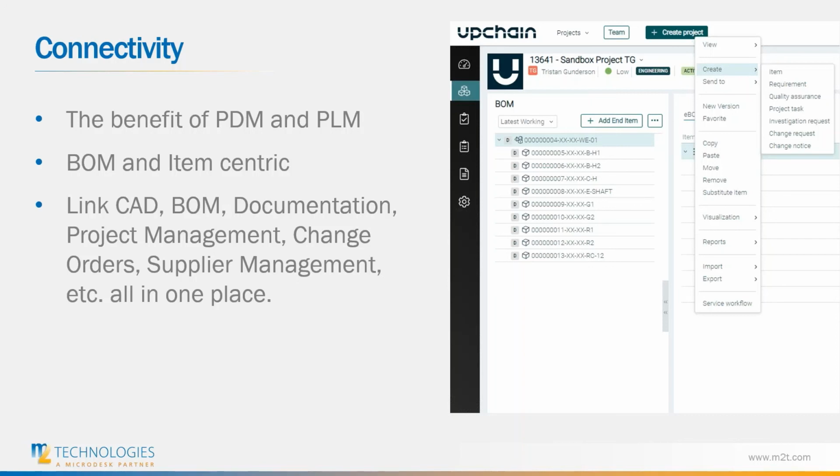You can send the item somewhere else. You can create anything from another item to a requirement, quality assurance, project task, and change request, as well as create different visualizations, reports, import or export, or even move or remove that item. All of it's because in Upchain, you're able to link your CAD, your bill of materials, your documentation, project management, change orders, supplier management, and so much more, all in one place to keep your entire team all on the same page.